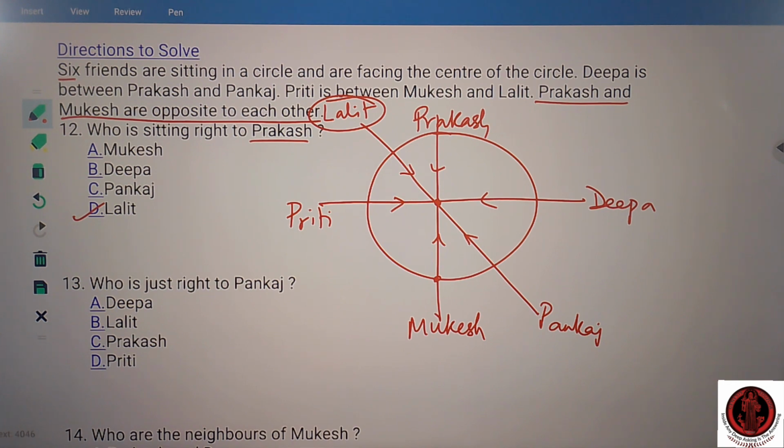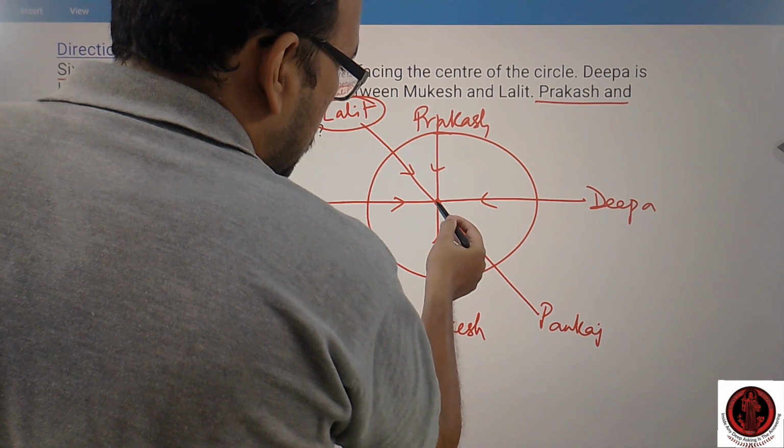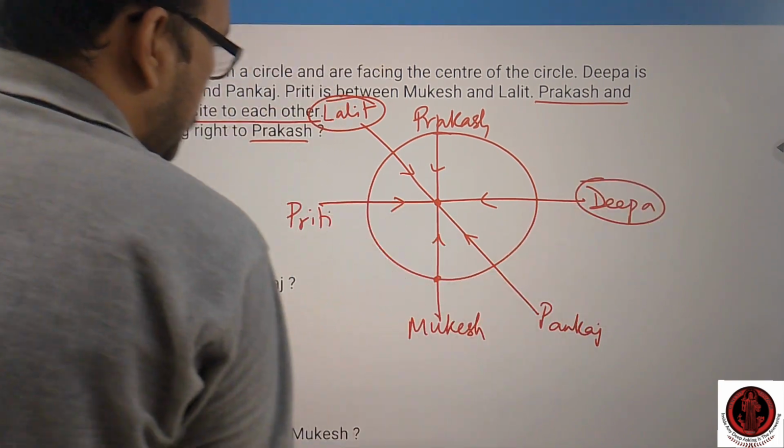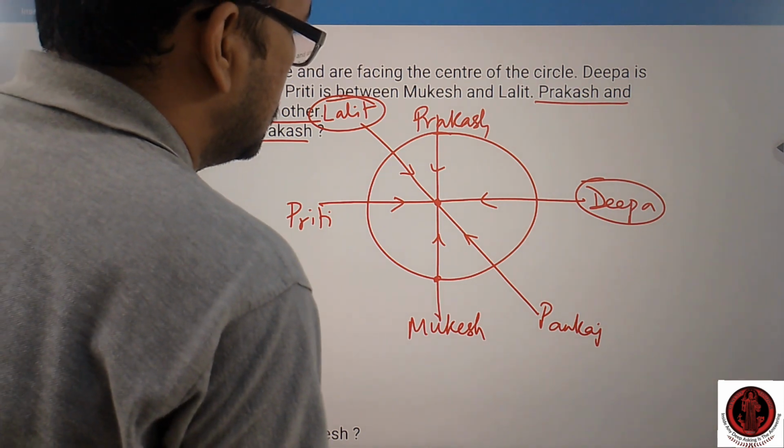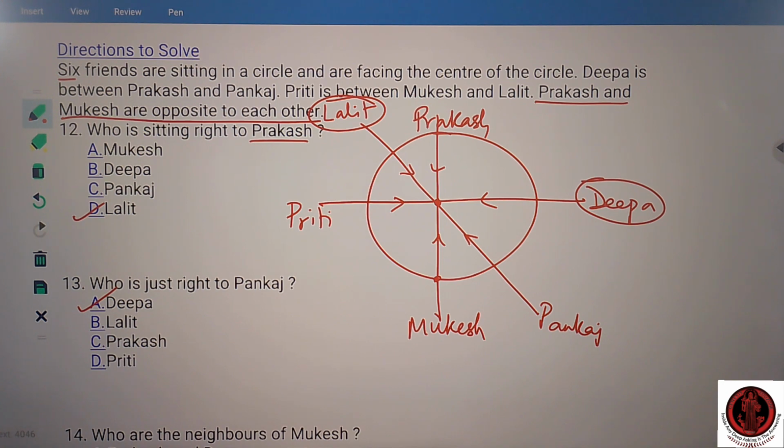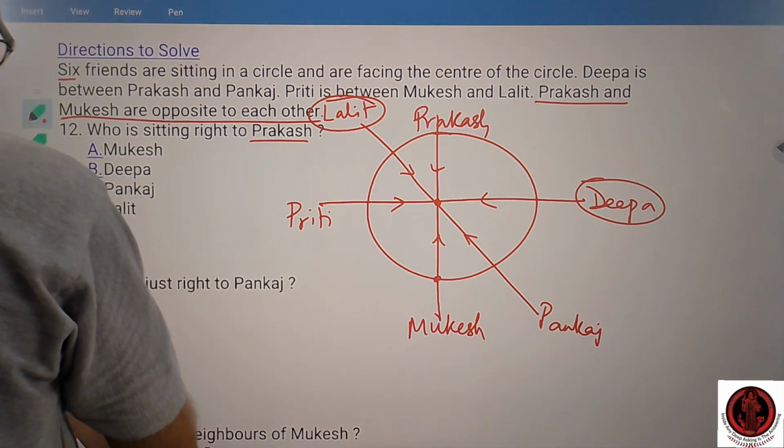Now next question, question number 13. Who is just right to Pankaj? Right to Pankaj, this is Pankaj. So right is this one. Right to Pankaj, that is Deepa. Option A is the answer. Who is to the right of Pankaj? Answer is Deepa.